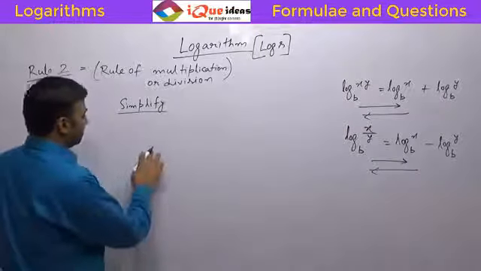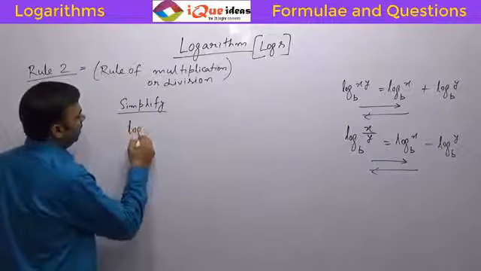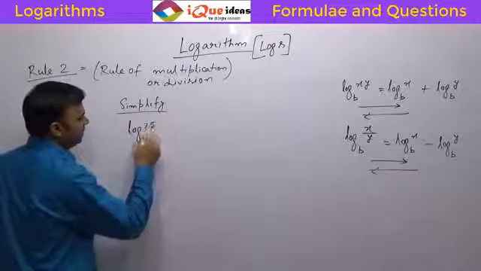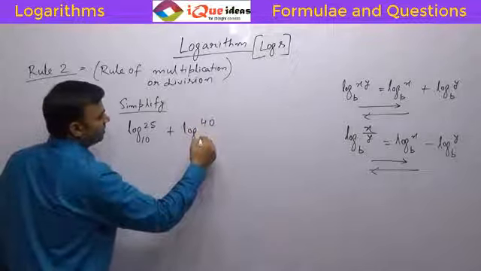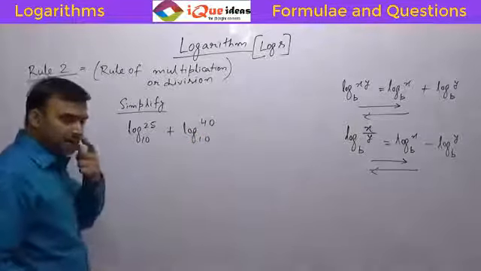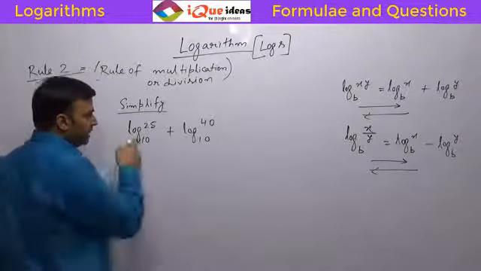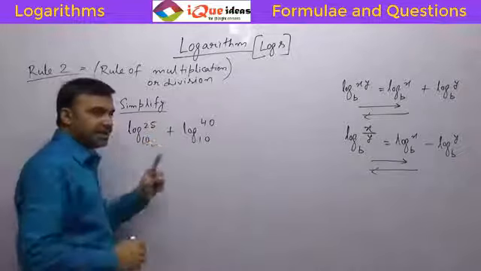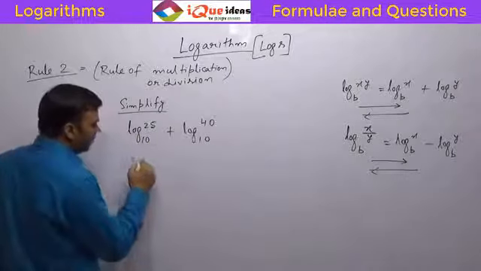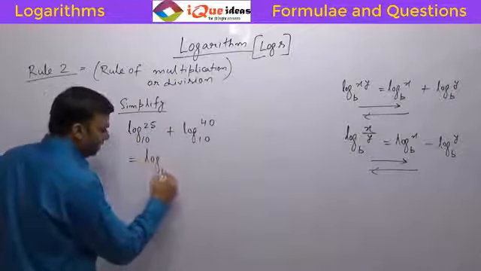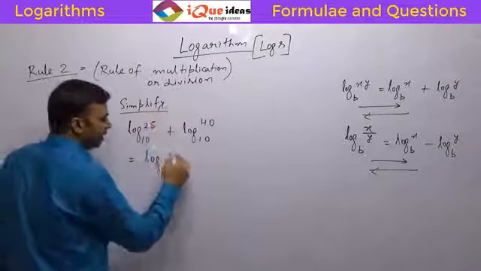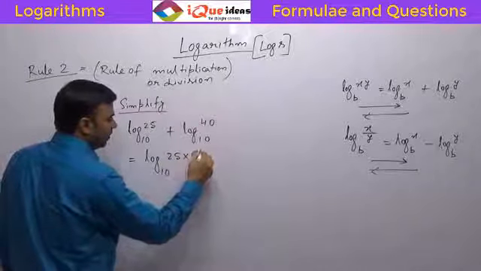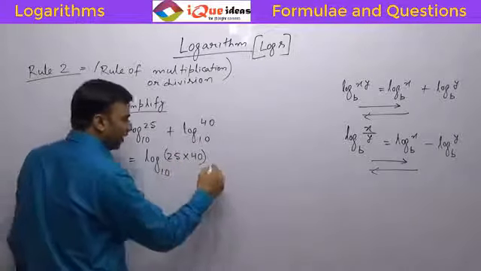So let's take an example. Suppose we have to simplify log of 25 to the base 10 plus log of 40 to the base 10. Right? Now, what do we see here? We see that there are two logs and the bases are same and there is a plus sign. So what we can do is, we can take one single log, and because there is a plus sign, the numbers inside can get multiplied. So it becomes 25 into 40. Now 25 into 40 is 1000.